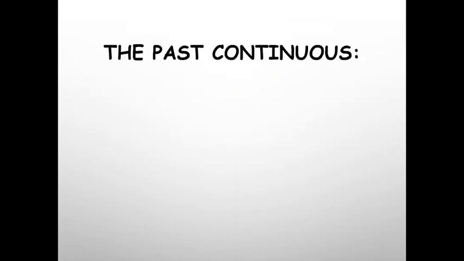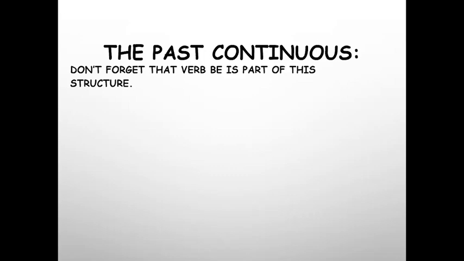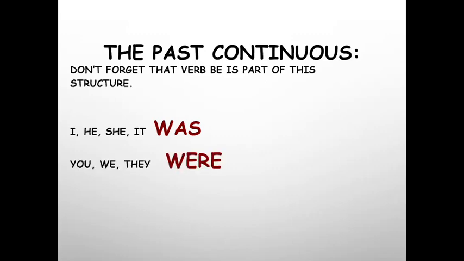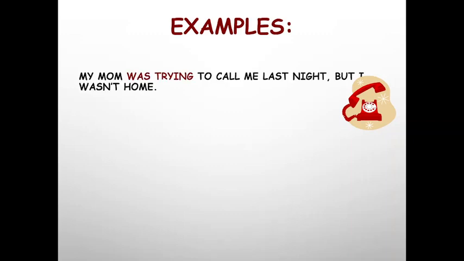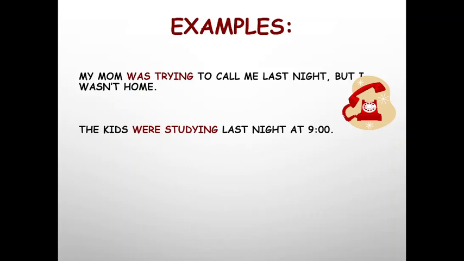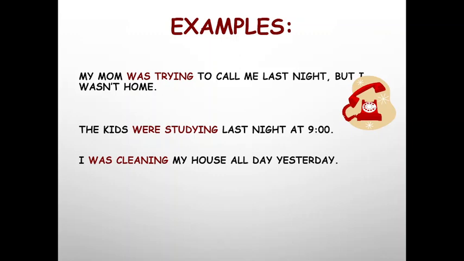Let's talk about the past continuous tense. Don't forget that the verb be is part of this structure: I, he, she, it was, or you were, plus the verb with the ing form. Examples: My mom was trying to call me last night, but I wasn't at home. All the kids were starting last night at 9. I was cleaning my house all day.